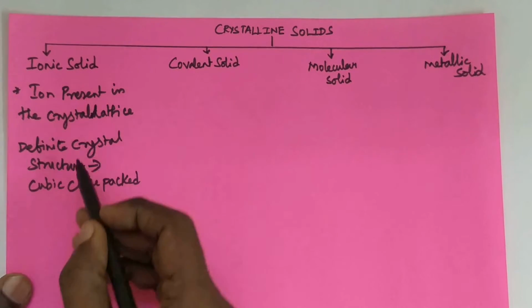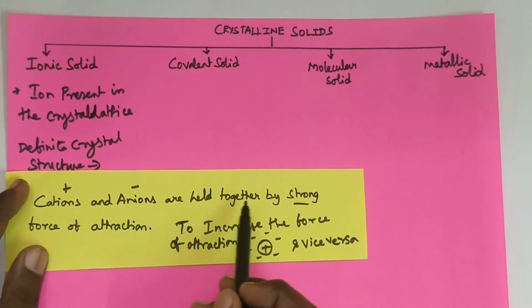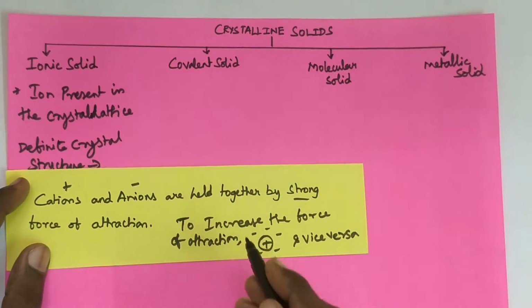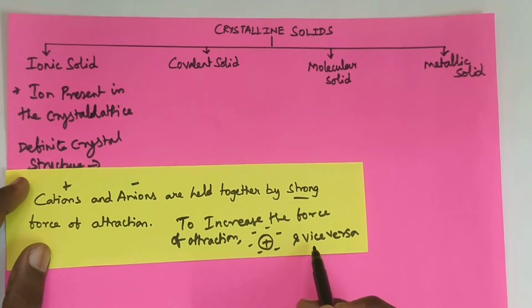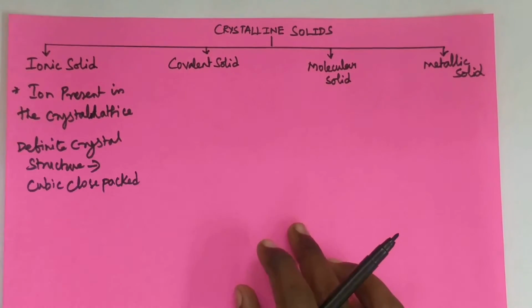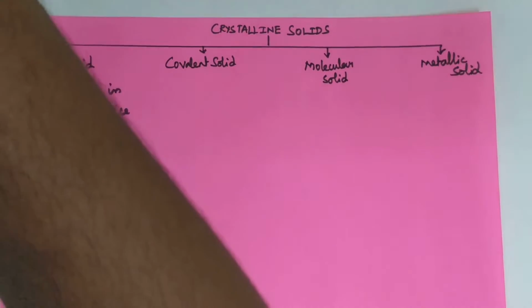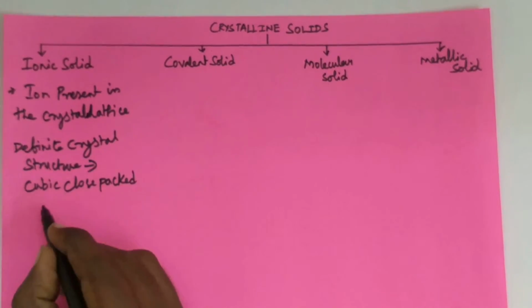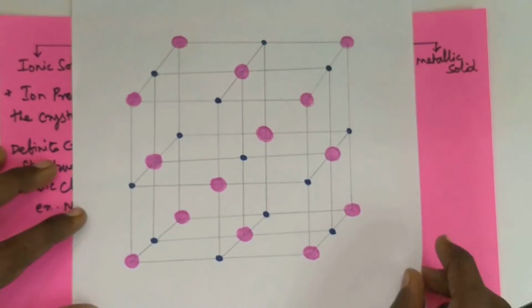So ionic solids are definite crystals. Why? Because cations and anions are held together by a strong force of attraction. To increase the force of attraction, cations are surrounded by anions and vice versa, that means anions are surrounded by cations. So let's see one example. The example is NaCl. This is the NaCl structure.